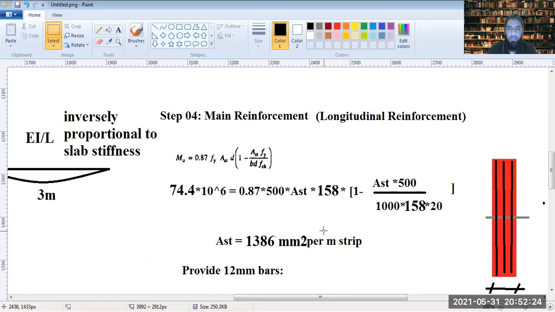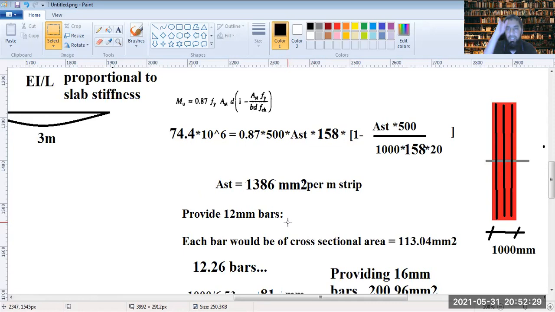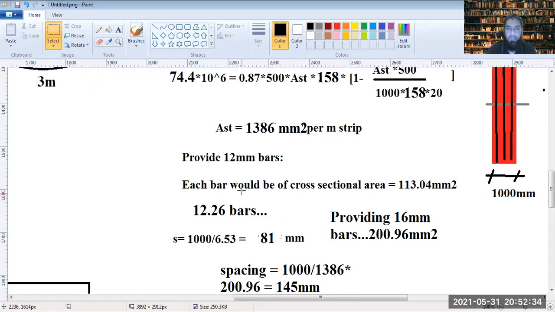So the main reinforcement design is along the shorter direction here, and the cross-section of the bars is actually resisting the moment of 74.4 into 10 raised to the power 6 Newton mm. Now if we are providing a 12 mm bar along this direction, each bar would have a cross-sectional area of how much? 113.04. That's 3.14 divided by 4 into 12 square. So for the area of steel required, 1386 mm square per meter strip of that.